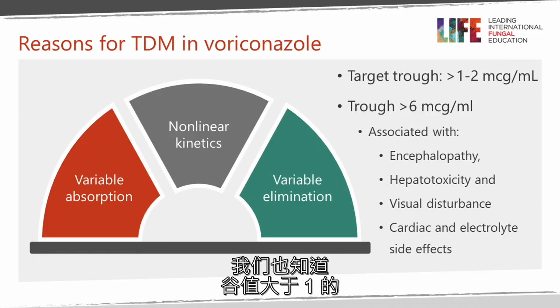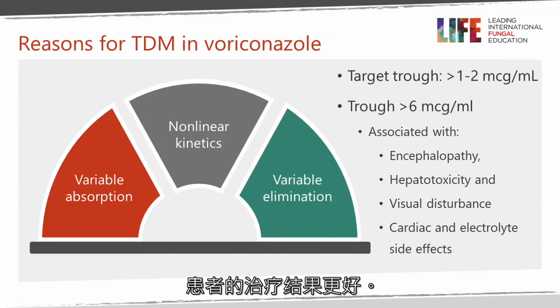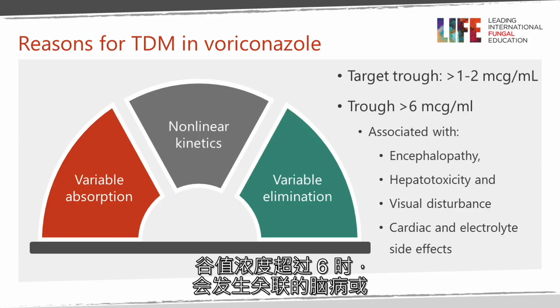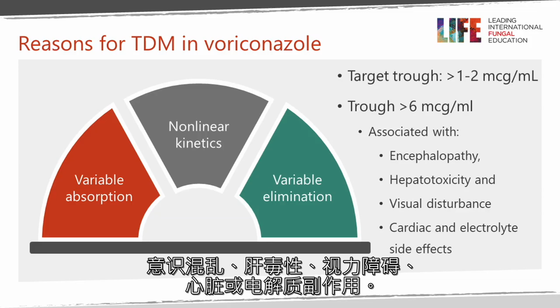So we also know that the outcomes are better in patients who have trough levels more than 1. Because this is a twice-a-day drug, it's important to measure trough levels if it's possible to do so. And trough levels more than 6 are associated with encephalopathy or confusion, hepatotoxicity, visual disturbance, cardiac and electrolyte side effects.